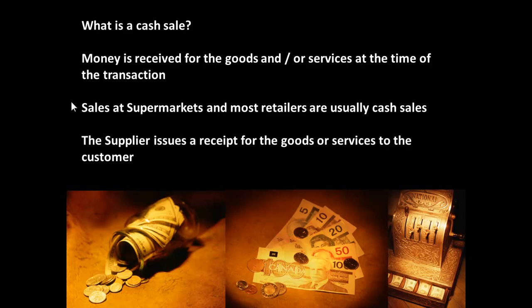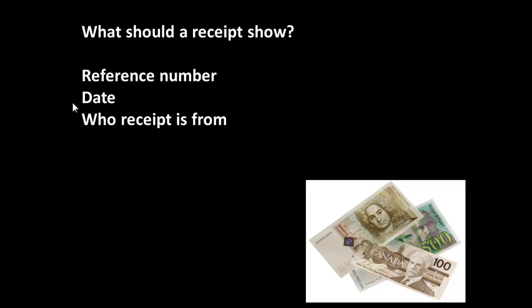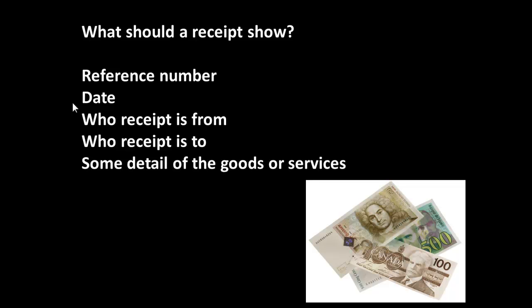Right, the supplier issues a receipt for the goods or the services to the customer. So the receipt is the appropriate document we're looking at. So what should a receipt show? It should have a reference number on it somewhere, the date, who the receipt is from, who it's to, some detail of the goods or services, and the total received. Now, we're not saying every receipt will have all that information. Most of them will have that information, and some will go into considerable detail.